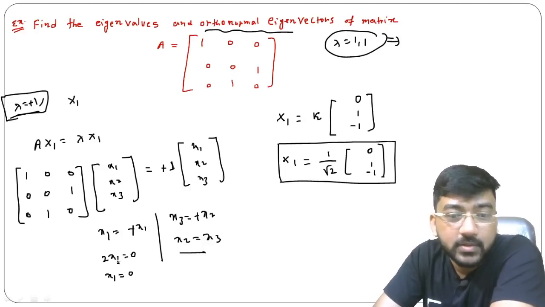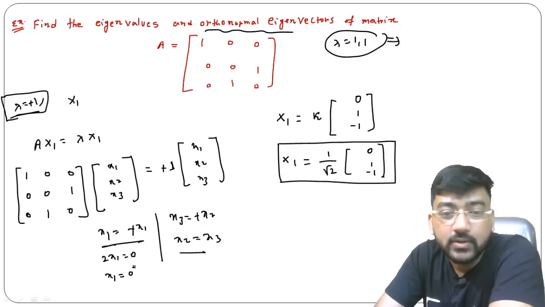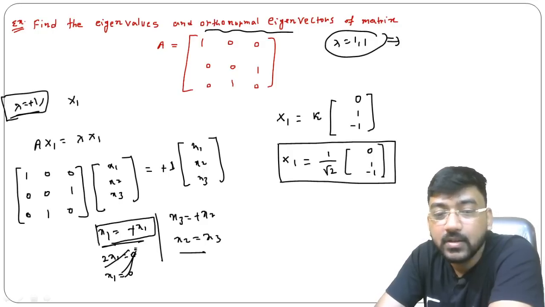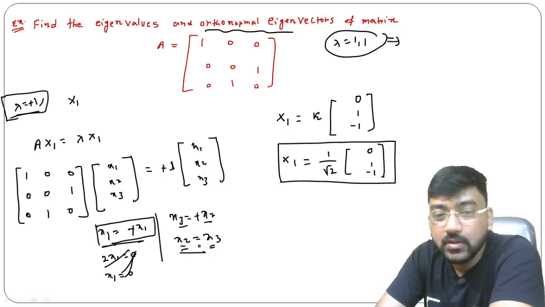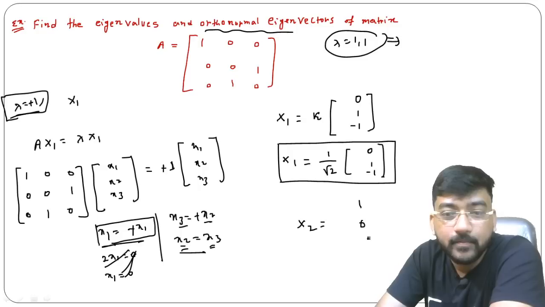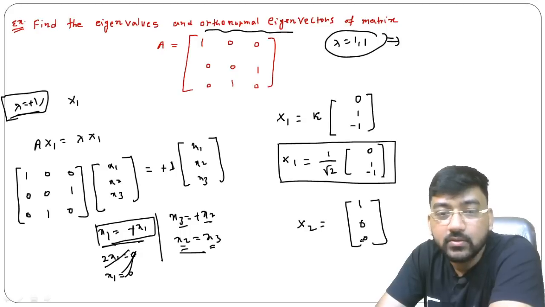So what you will get from here, you can see your x1 will be equal to x1, so you can't say that your x1 will be 0, it will take any value. And here also you can see x3 is equal to x2 and x2 is equal to x3. So we have to take x2 as 1, 0, 0, because your x1 can take any value and we can take x3 and x2 as 0 and 0, so that will satisfy x3 is equal to x2 and x2 is equal to x3.